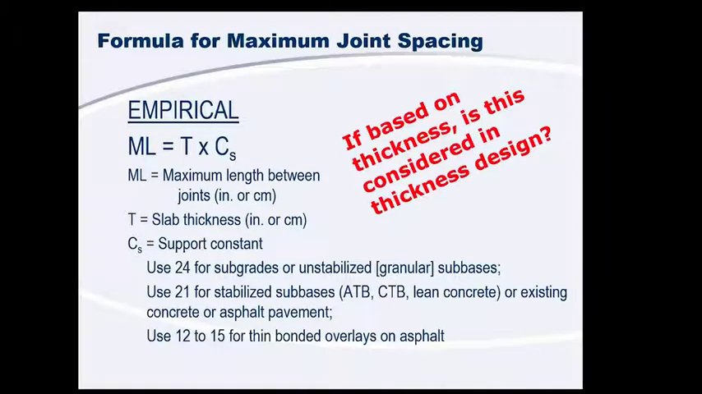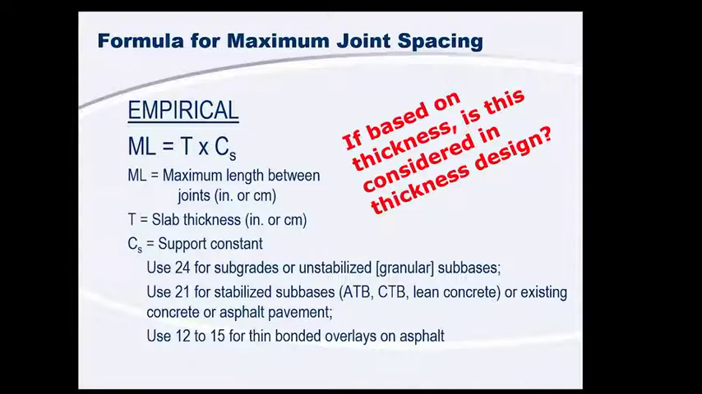So if you break this down, it actually turns into a pretty easy empirical equation where our maximum length between our joints, our ML, is equal to our slab thickness times the support constant. And that support constant is based on how stiff or how rigid your support layers are, your subgrade.